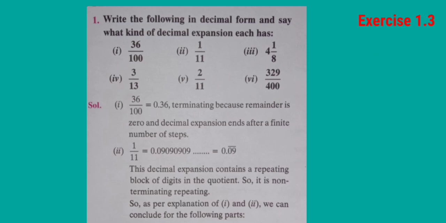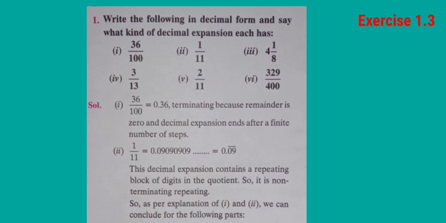Okay students, now see question number 1. Write the following in decimal form and say what kind of decimal expansion each has. It means in this question, first of all we have to divide, and after division we have to tell by seeing the decimal expansion which kind of decimal expansion it has. I explained in my last video that decimal expansion is of two types, terminating or non-terminating. And in case of non-terminating, we again have two types, non-terminating repeating and non-terminating non-repeating decimal expansion.